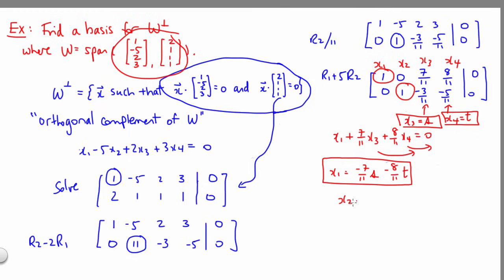Second row tells us that x2 minus 3 over 11 times x3 minus 5 over 11 times x4 is equal to 0. Again, we can move both of these terms over to the other side and we'll have a sign change. And again, using the fact that x3 is s, x4 is t, we get x2 is equal to 3/11 s plus 5/11 t.